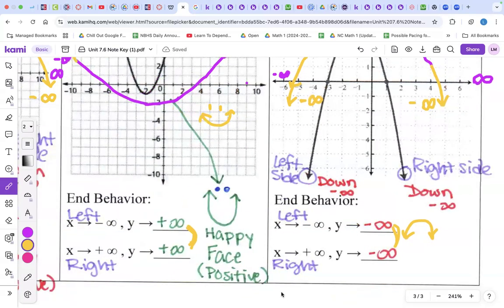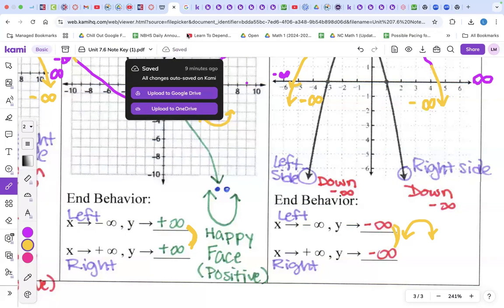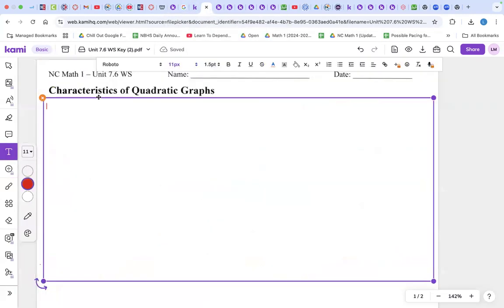Now, what you're going to do is go to the other assignment. You're going to work on the worksheet that you have. Your teacher will hand it out if it has not already been handed out to you. Your worksheet title is Characteristics of Quadratic Graphs. Let's work a little bit together.